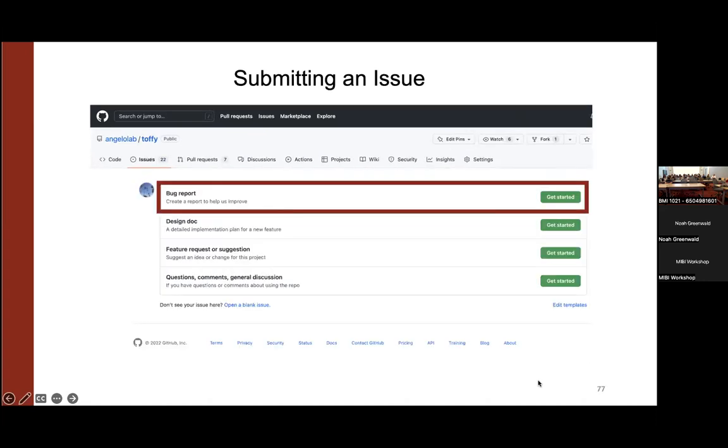Like I said, most likely you're going to submit a bug report. When you go into this, it's going to prompt you to give us a little bit of information about how you got the bug, maybe a screenshot of what the error looks like, and steps on how we can reproduce it, so we can really diagnose what's going on and work on fixing it.